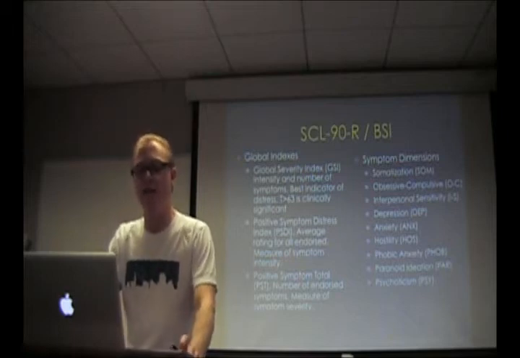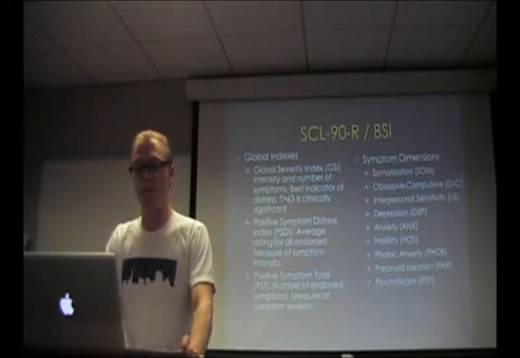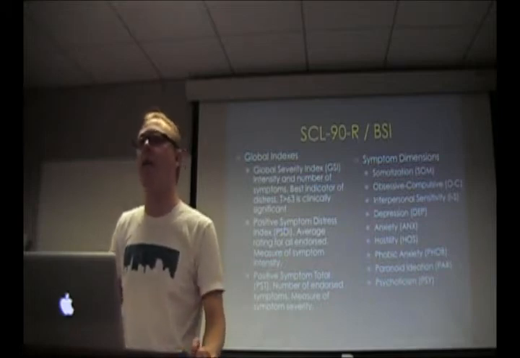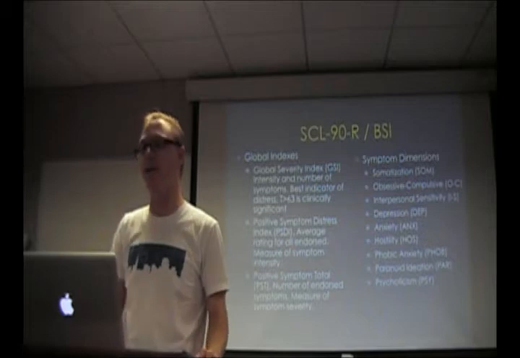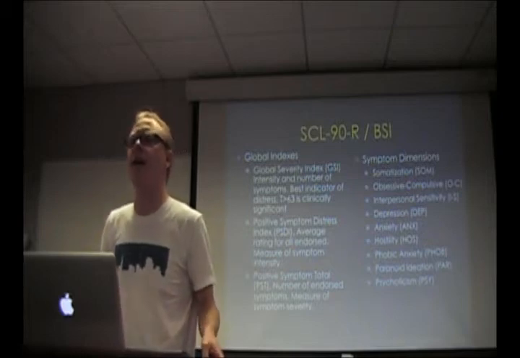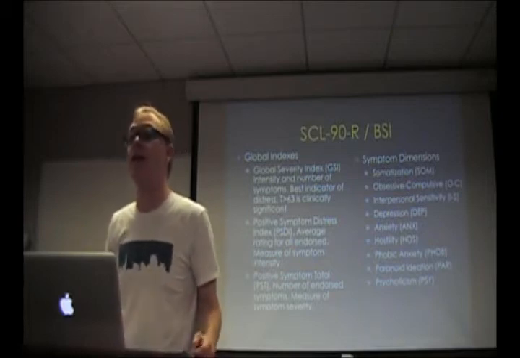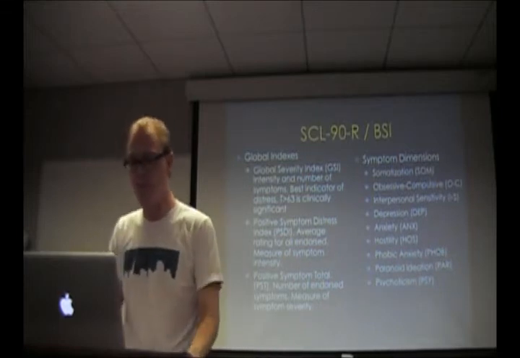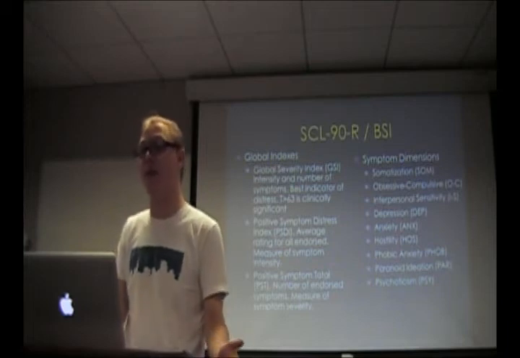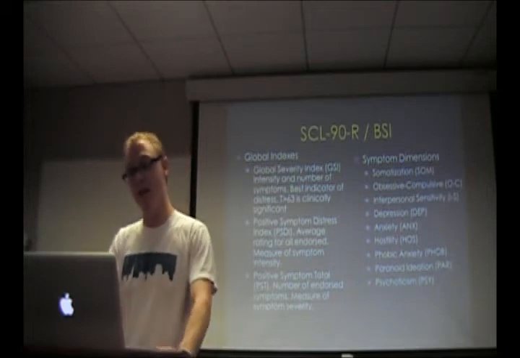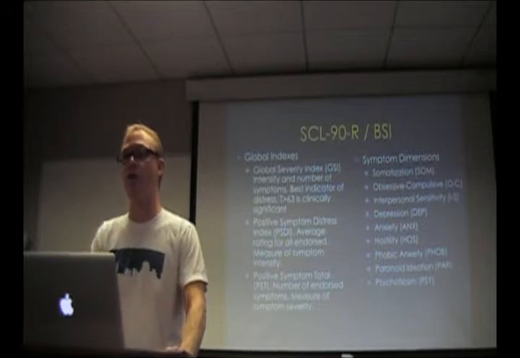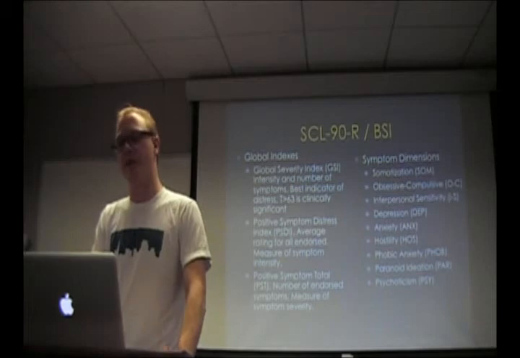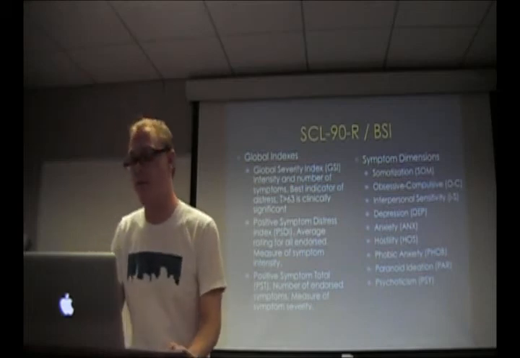The last global index is the Positive Symptom Total, which is the number of endorsed symptoms. So that means how many of these questions, 90 or 53, depending on which one you have, that they endorse having to any degree. So people that have a lot of problems, but they're very high functioning will still score very high here, because it's about the number of symptoms endorsed without concern about the severity. So those are just global indices that can give a general idea about what the person's doing.